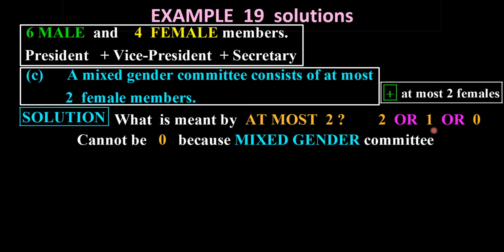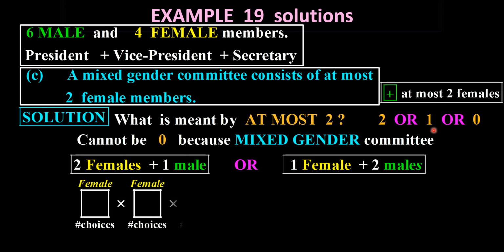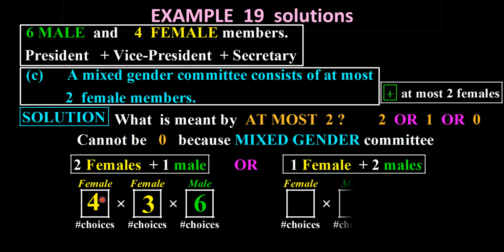So let's now look at the options here, right? The committee has to consist of 2 females or 1 female. So it'll be 2 females and 1 male, or 1 female and 2 males. Let's look at the first option. To choose a female, there are 4 females, so it can be any one of the 4. Once a female is chosen, the next position can be filled by any of the remaining 3. Now, the third position has to be filled by a male, right? So how many males are there? 6.